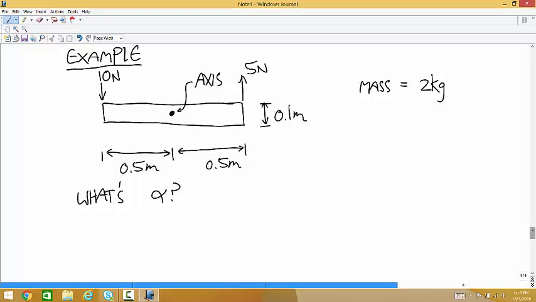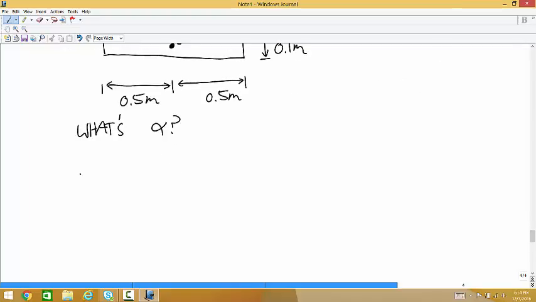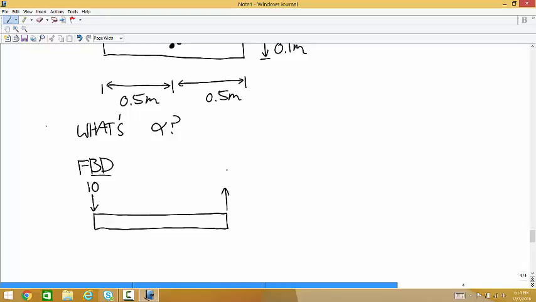Okay, so first let's do a free body diagram. There's the two forces that were given. There's a 10 Newton force here, a 5 Newton force here. And then there's also the weight. The weight is always applied at the center. So we have a downward force of 2 times 9.81, so 19.62.